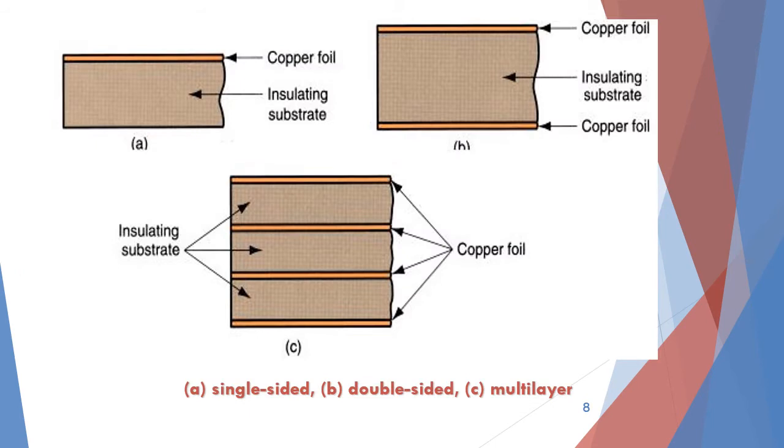If you can see here, picture A shows the single-sided PCB. So there is a substrate and only one layer of copper foil layered on the substrate. Picture B shows the double-sided, where both sides of the substrate are layered with copper foil. And C is the multi-layer, where you can see there are 4 layers of copper foil and 3 layers of insulating substrate.